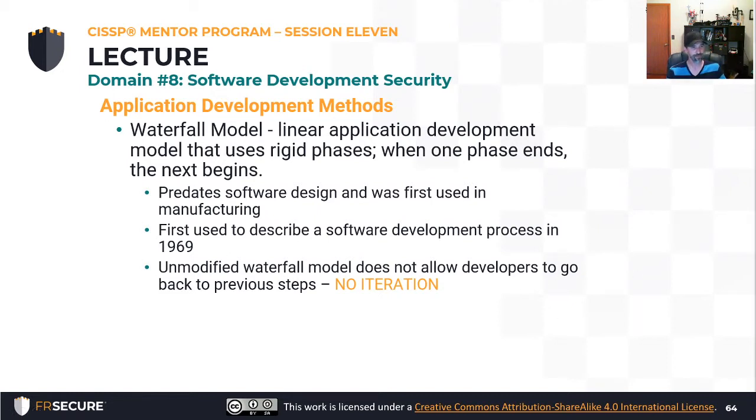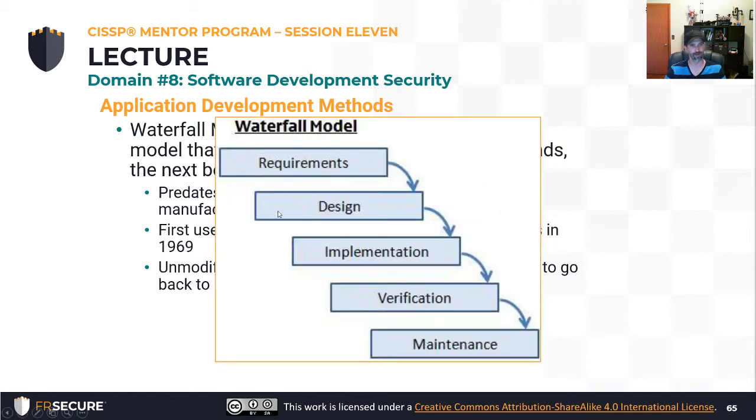Application development methods. So waterfall predates software design. It was used in manufacturing, right? It's very rigid. I do this, then I do this, then I do this. There's really no going back. There's no iteration. I start at point A, and I walk through the alphabet until I get to point Z. It was used in software development the first time in 1969, but waterfall as a concept existed before that. So again, requirements, design, implementation, verification, maintenance.